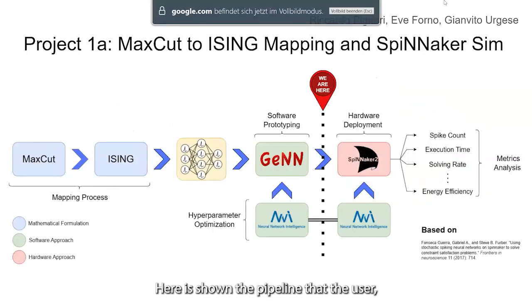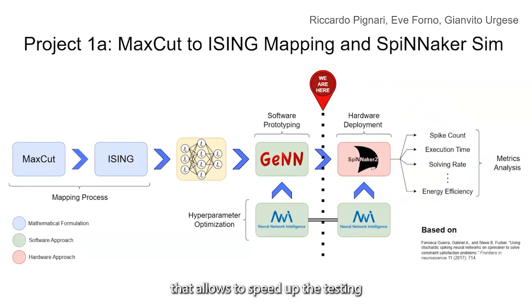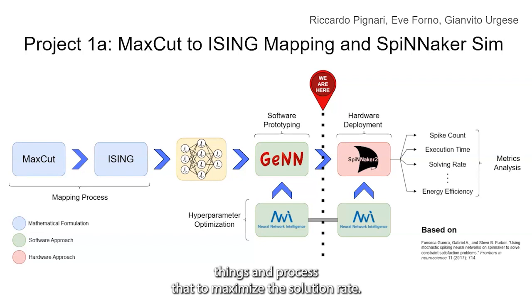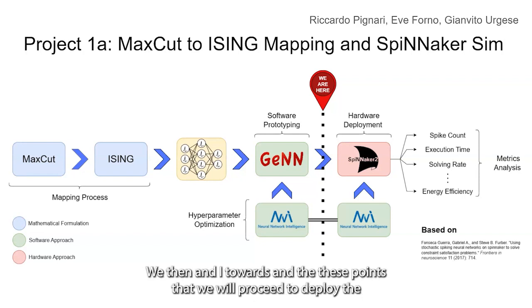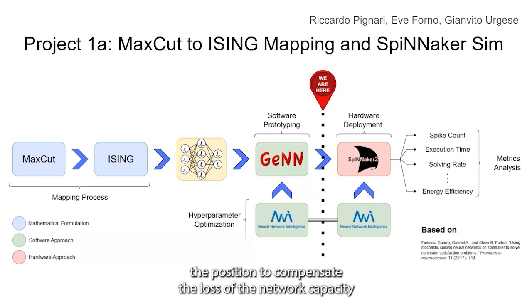Here is shown the pipeline that I used. Once the problem has been mapped in the Ising model, the network is implemented using GeNN, a software simulator that allows to speed up the test in a very short time. Once the working prototype has been obtained, we move on to the hyperparameter optimization process that maximizes the solution rate with the NNI tools. At this point, we proceed to deploy the network on a SpiNNaker 2 board, always performing a hyperparameter optimization to compensate the loss of network capacity due to the quantization of weights.